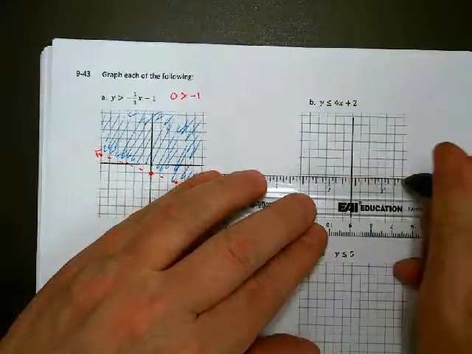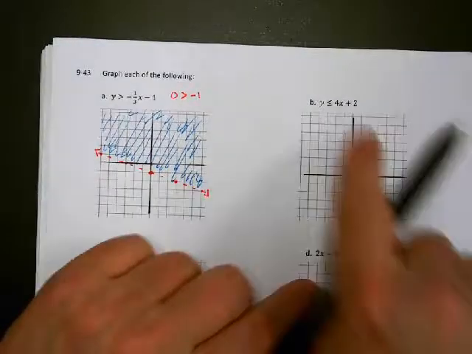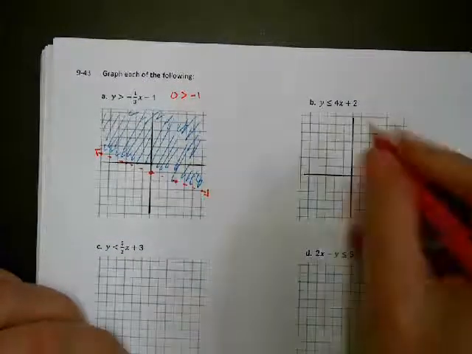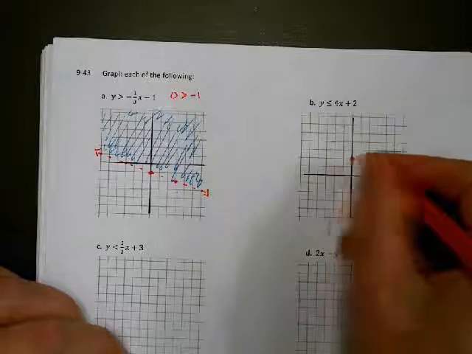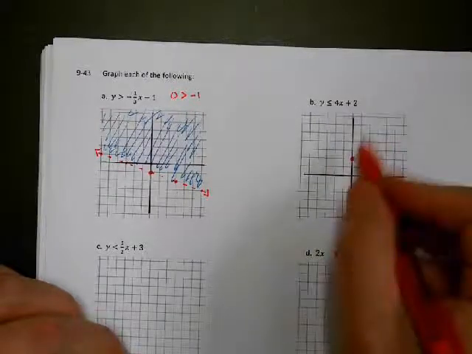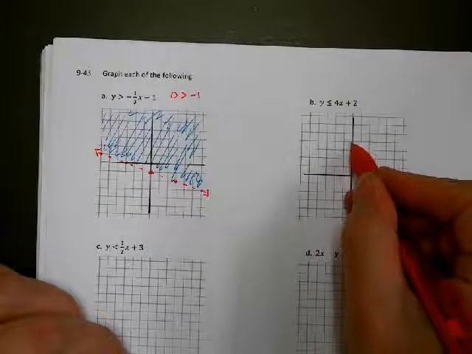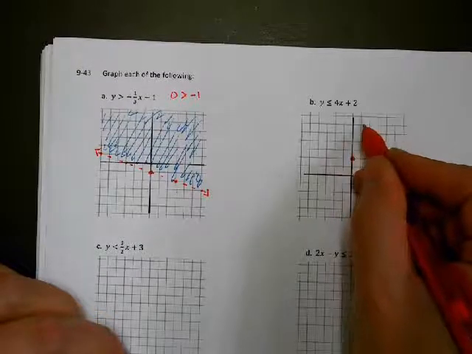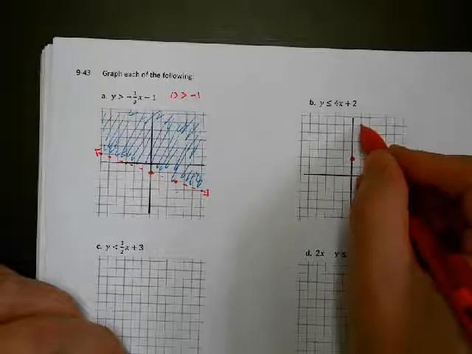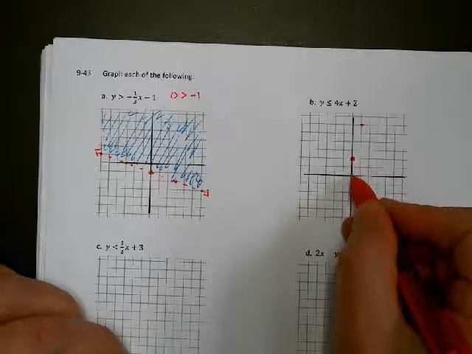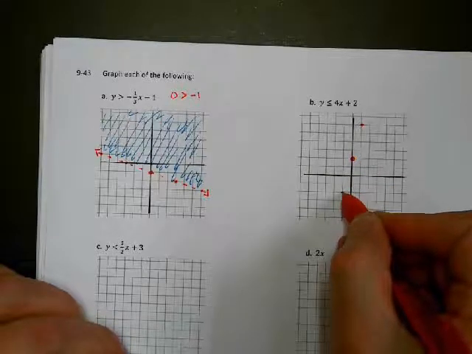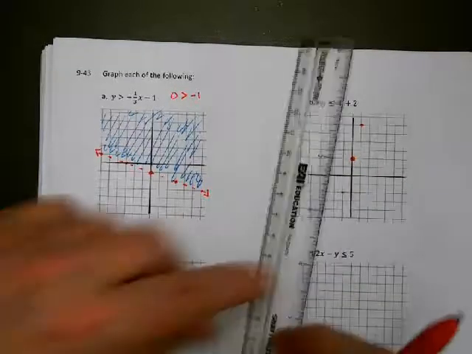All right, our y-intercept's at 2, so we're going to go up 2. Our slope is 4, which means the slope is 4 over 1 for our slope triangle. So we're going to go up 1, 2, 3, 4 over 1, and then we would go down 1, 2, 3, 4, backwards 1. 1, 2, 3, yeah, that's right.